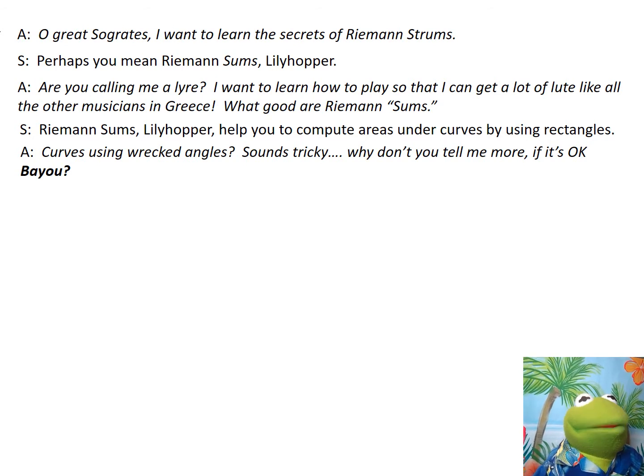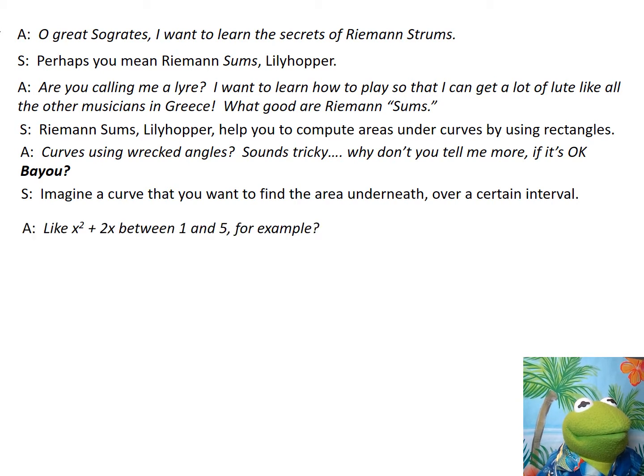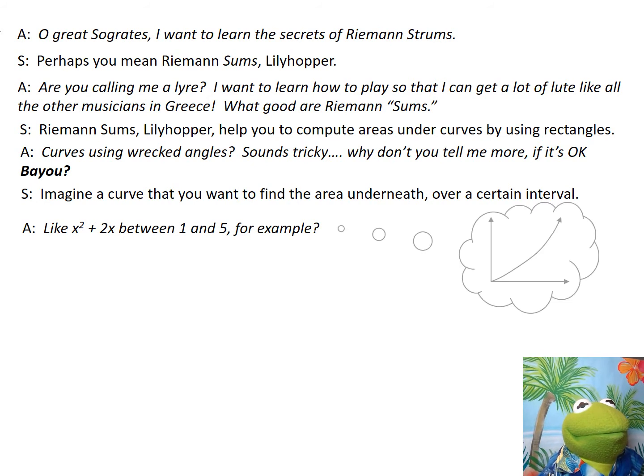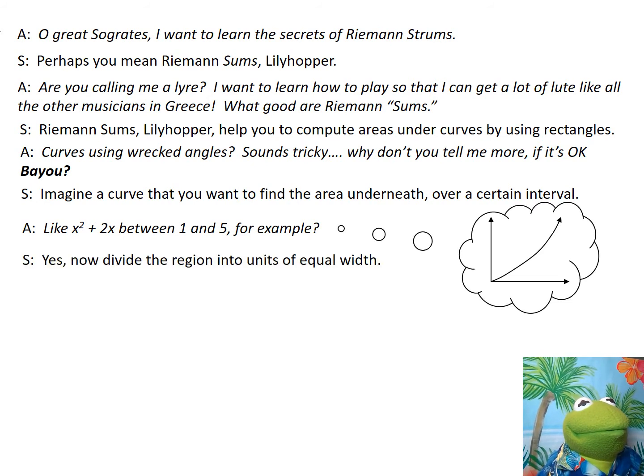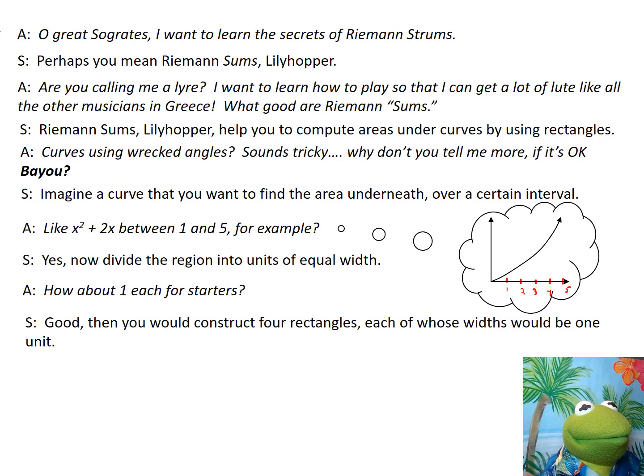Curves using rectangles? Sounds tricky. Why don't you tell me more, if it's okay by you? Imagine a curve that you can find the area underneath over a certain interval. Like x squared plus 2x between 1 and 5, for example? Yes. Now divide the region into units of equal width. How about 1 for starters? Good. Then you would construct 4 rectangles. Each of those widths would be 1 unit.